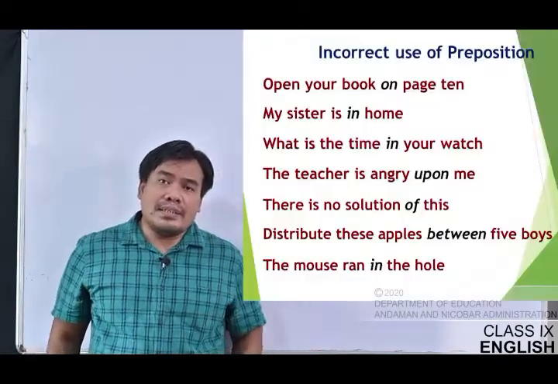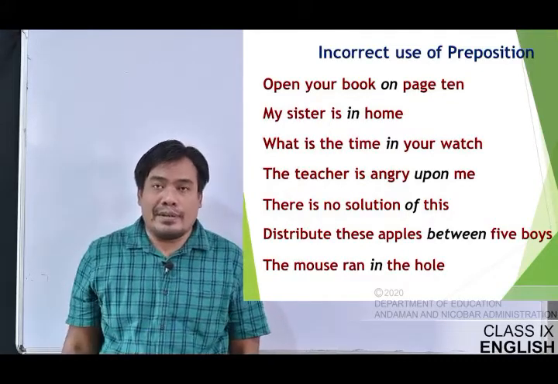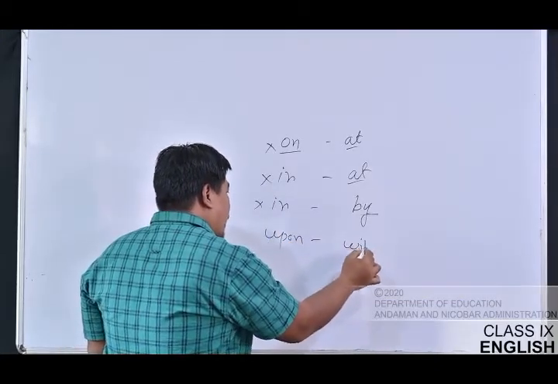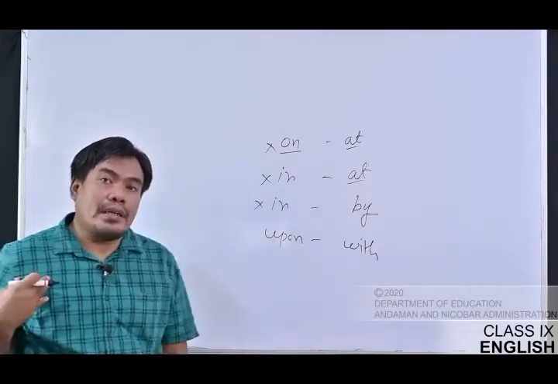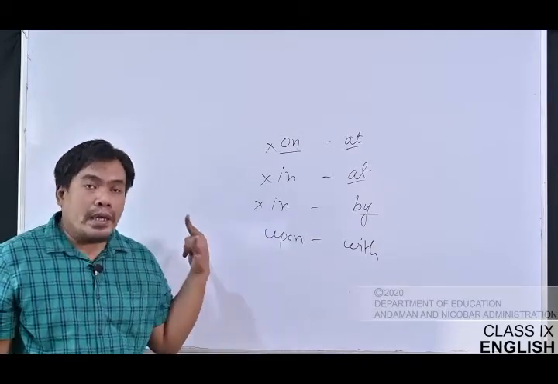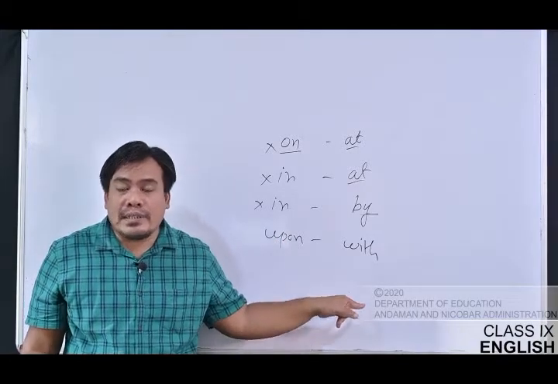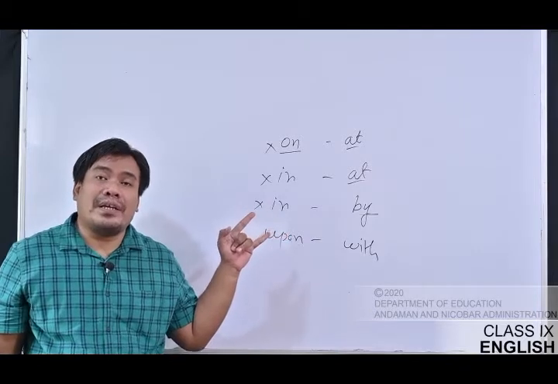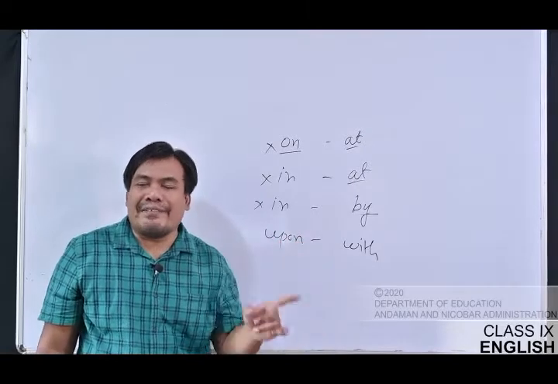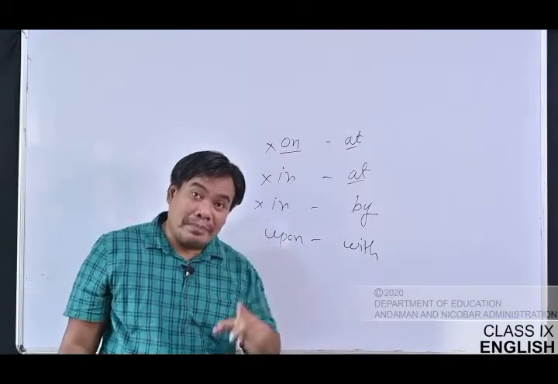The next one, the teacher is angry upon me. Oh, come on. You are not supposed to say that even. Instead of upon, you have to say with. The teacher is angry with me. My brother is angry with me. My mother is angry with me. You cannot say my sister is angry upon me, or my brother is angry upon me. That would be entirely wrong, and it will look awkward whenever you are speaking and whenever you are writing. So be careful.